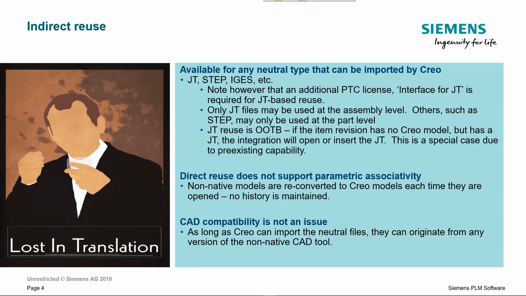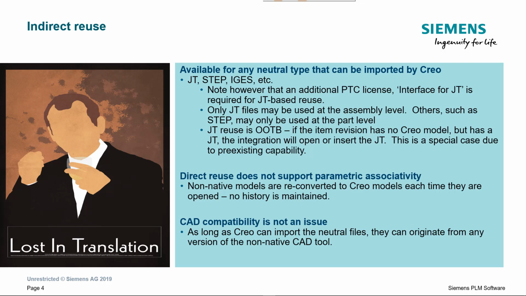Indirect reuse is the more traditional data exchange technique, in which a neutral file is exported from the CAD session, then imported into Creo. Common examples are STEP and JT. In the managed Teamcenter environment, it has several limitations, as noted here. The Teamcenter Creo integration has supported JT-based reuse for a long time, and it does not require any special configuration settings. Creo itself does, however, require an additional PTC license, to open JT files.